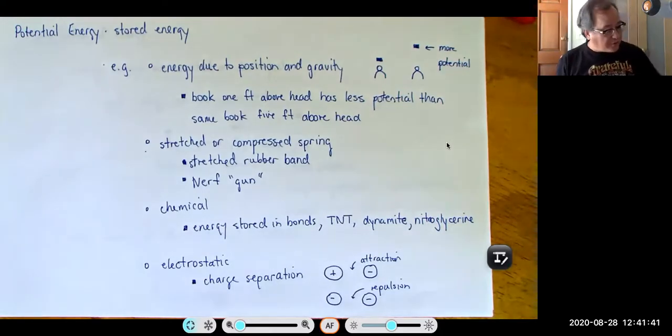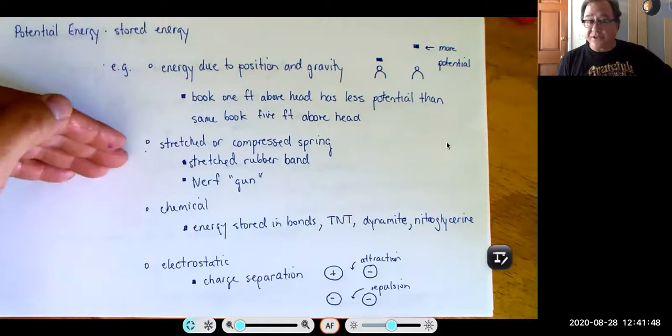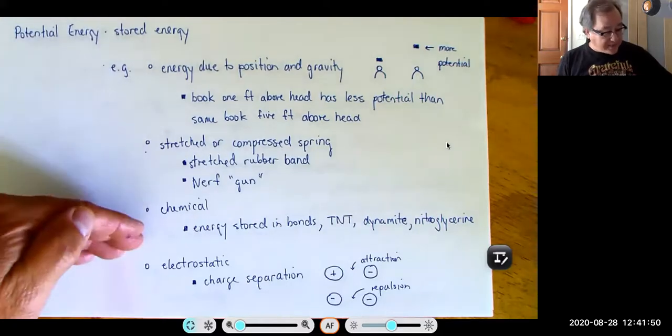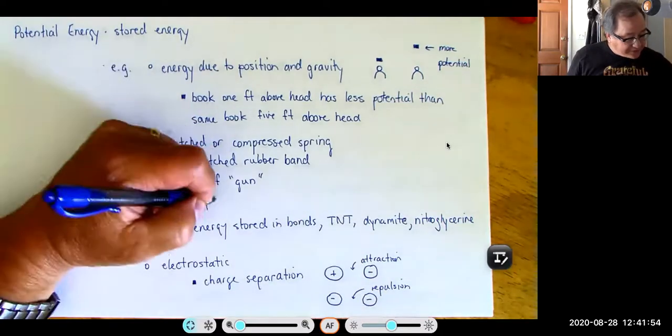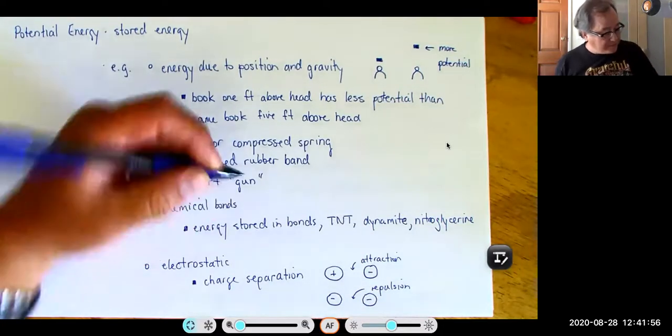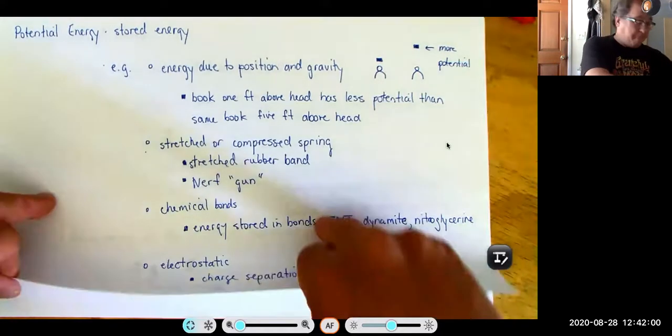So these are your 4 types of potential energy. Energy due to position and gravity, a stretched or compressed spring, chemical potential. Let's go ahead and put down chemical bonds because that's what it's really all about, and electrostatic. Okay, moving along.